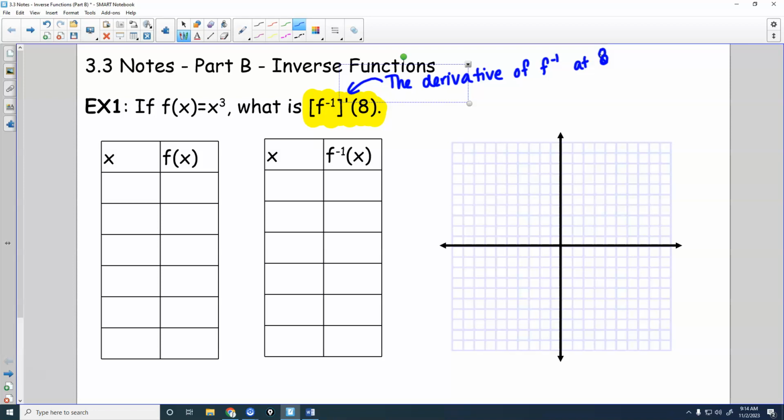All right, so the first thing I would like to do is get a graph of what we're looking at for f and f inverse. So f is x to the third. Let's just plug in some numbers and get a little graph here. If I plug in -2, what is -2 to the third power? -8. So -2, -8 would be right here. If I plug in -1, I'll get -1. If I plug in 0, I'll get 0. If I plug in 1, I will get 1. If I plug in 2, I will get 8.